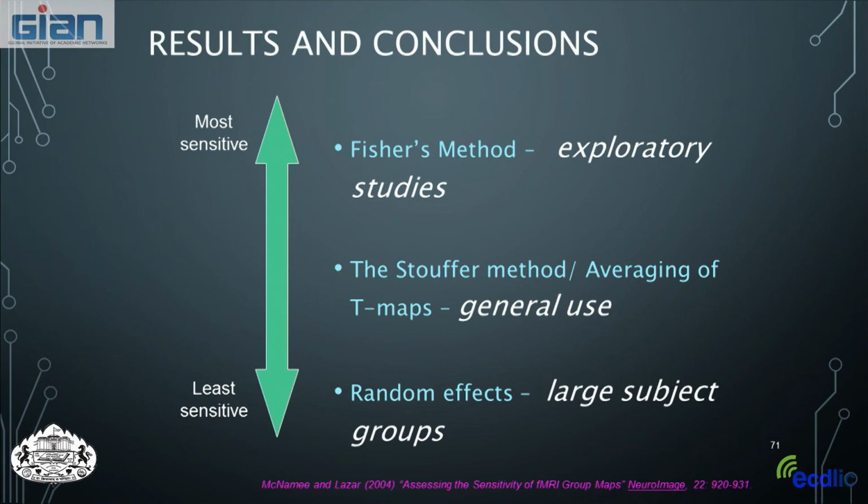Based on this, we concluded that if you're going to do an exploratory study where you have a limited number of subjects, you might want to use something like Fisher's method, so you can really get an idea of what areas of the brain are active for different subjects. However, if you have a large group of subjects and you want less sensitivity in your group maps, so it really doesn't matter that much if a person is added or left out, you might want to use something like the random effects.